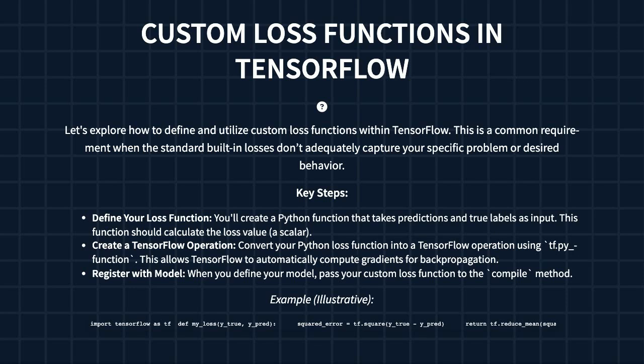You'll start by defining this loss function in Python, which takes the predicted outputs and the true labels as input. Then, you'll convert that into a TensorFlow operation using tf.py_function. This allows TensorFlow to automatically calculate gradients during backpropagation. Finally, when you compile your model, be sure to pass your custom loss function to the compile method, and that's it. It's all about making sure TensorFlow can work with your specific needs.